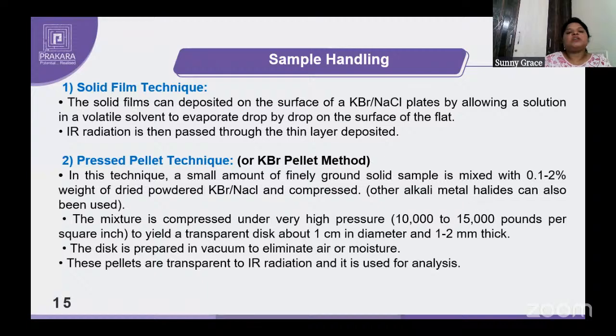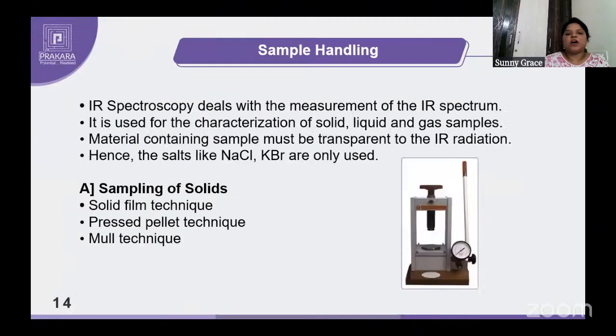And the next one is the pressed pellet technique. Here in the pressed pellet technique, if you see the diagram, this is the hydraulic press. You will have one disc unit, a circular disc. In that you have to take the solid sample, in the ratio of one part to 100 parts. That is, one part of the sample you have to mix with 100 parts of KBr.